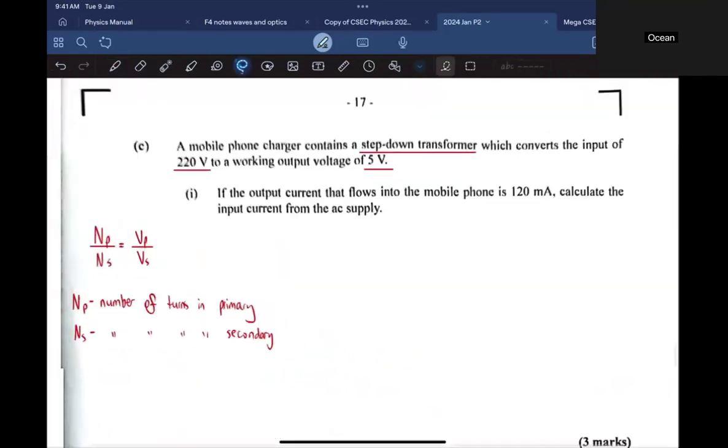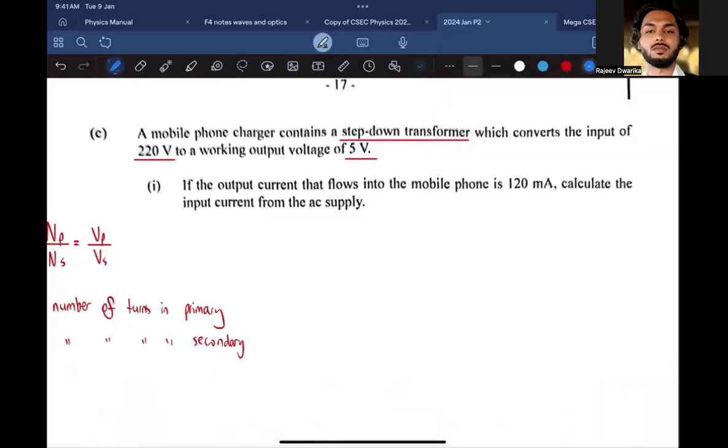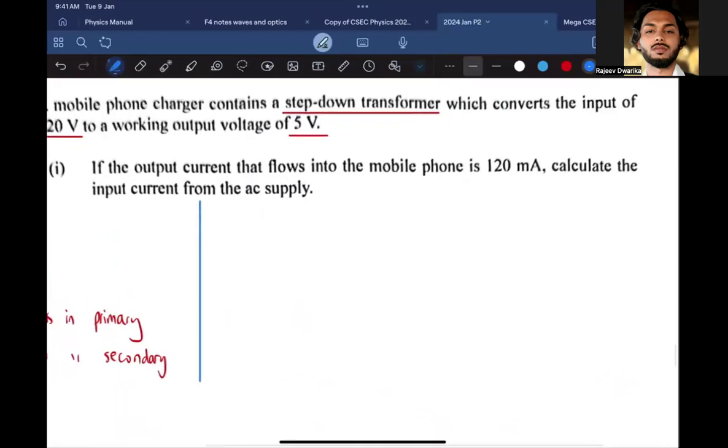All right, good. The other formula you need to know is VP IP is equal to VS IS. Let me explain why. If I give the transformer 100 watts, how much are we going to get out of the transformer? 100 watts. So the input power needs to be equal to the output power.